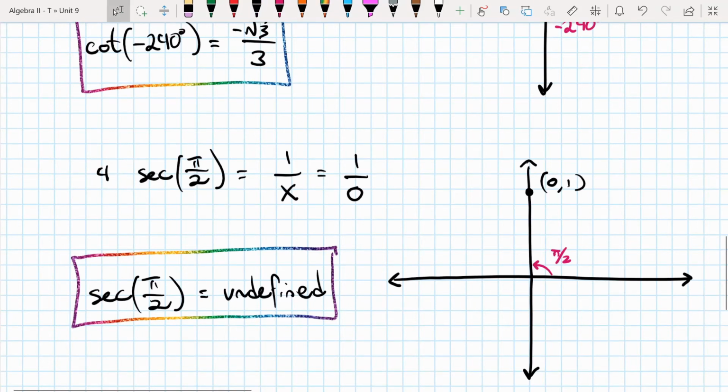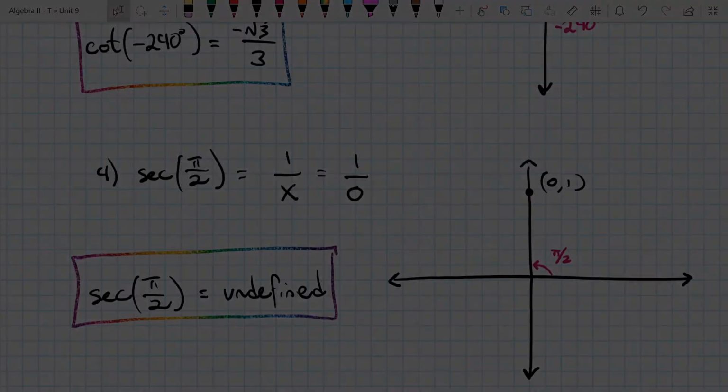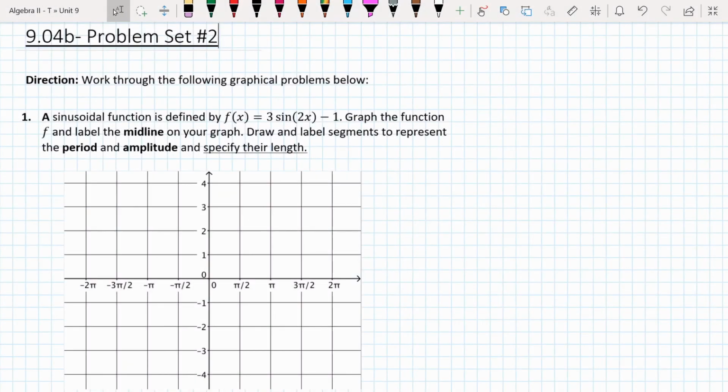Okay, let's wrap this up by going through some questions involving a graphical approach to these concepts. And let's wrap up this video by going through 2 questions involving graphs of trig functions. The first one, we're going to go from an equation to a graph, and then the second question, we're going to go from the graph to the equation.